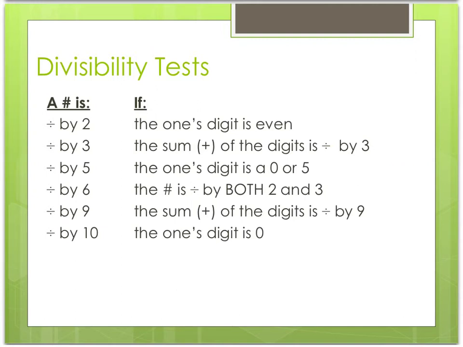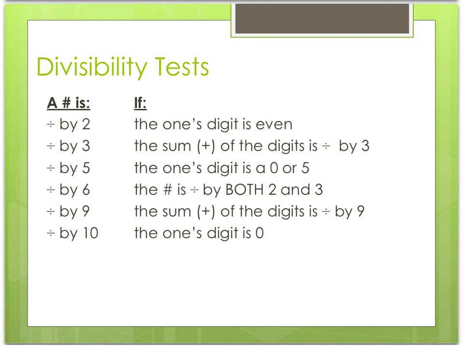A number is divisible by 5 if the 1's digit is a 0 or a 5. So basically, if a number ends in 0 or 5, it's divisible by 5. A number is divisible by 6 if the number is divisible by both 2 and 3. So if the number is even, because that works for 2, and if you add up the sum of the digits and it's divisible by 3, then the number is also divisible by 6.